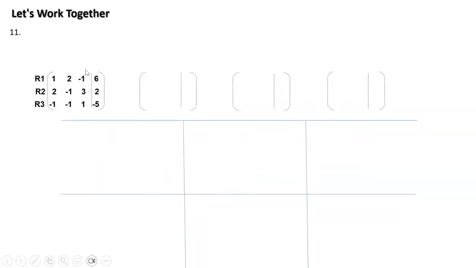Now let's do one from the homework, right? Let's work together here. Again, step 1, we keep row 1. So the 2 is going to change, and also the negative 1 is going to change. So it's going to be negative 2, row 1, plus row 2. And we have 1, negative 1, so it's going to be row 1 plus row 3. And here's my work.